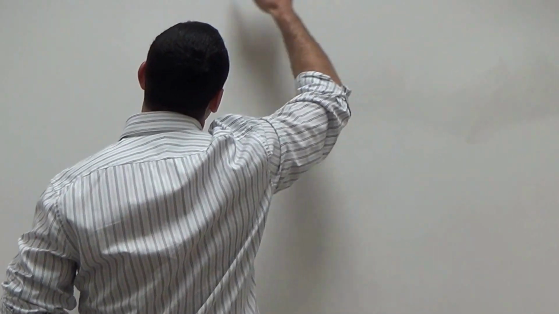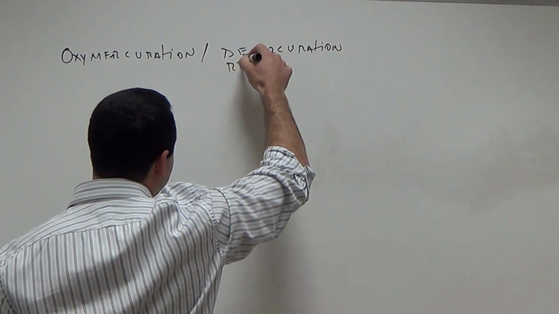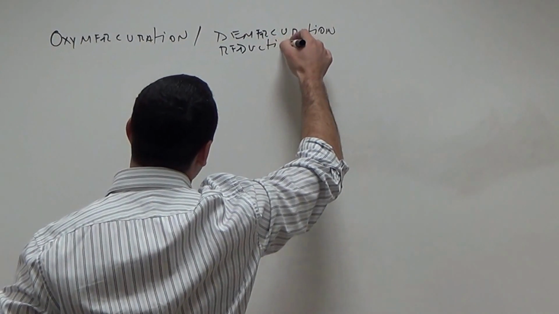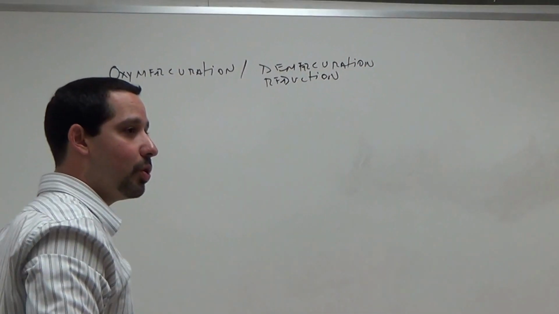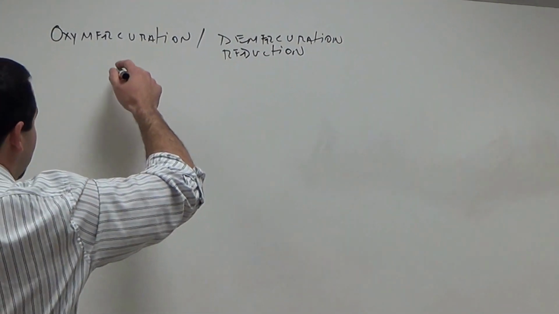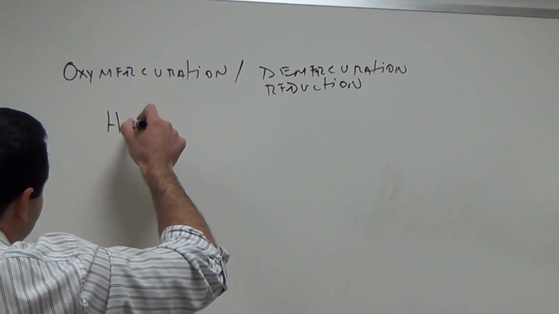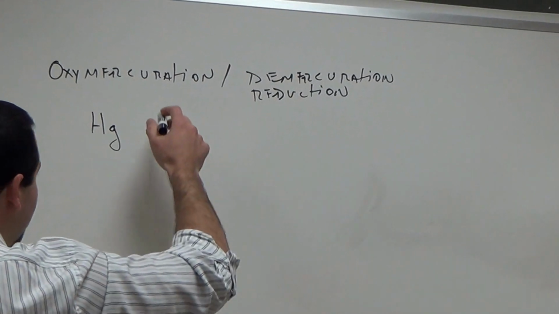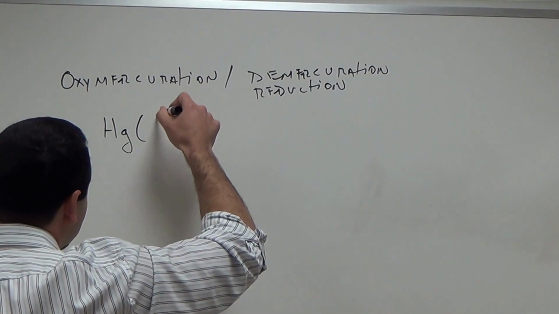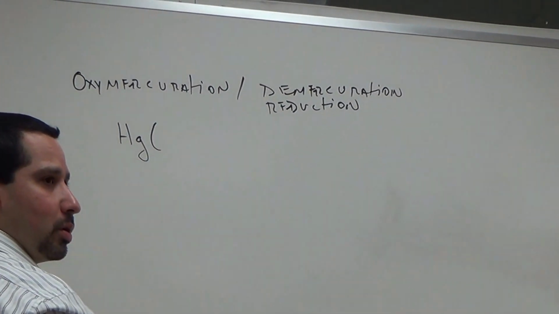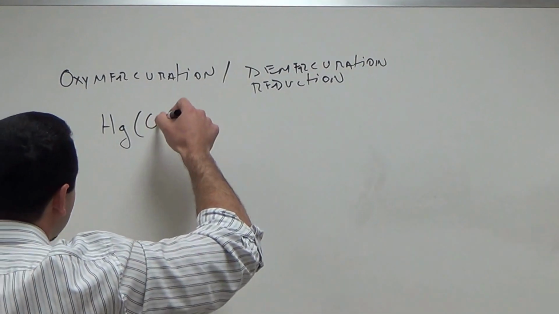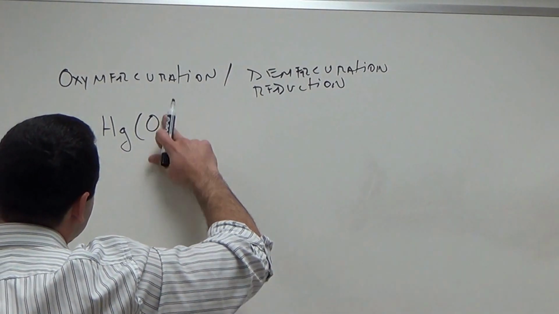Oxymercuration and demercuration are reduction. Which is the oxymercuration part? You use mercury... OAc, acetate.